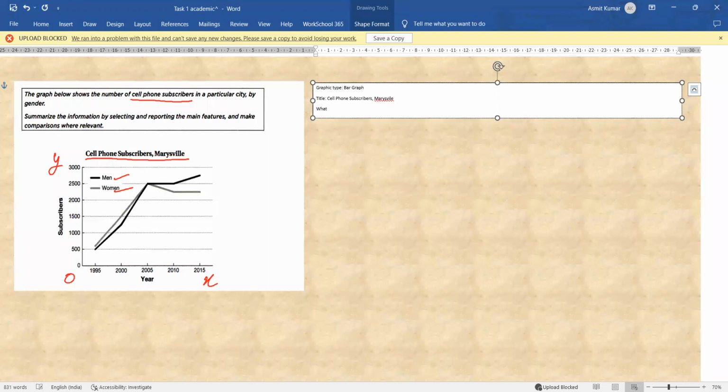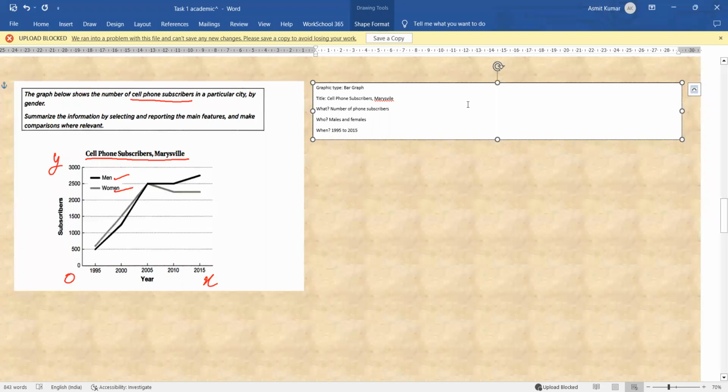Now ask yourself, what is it? It is just showing the number of mobile phone, or directly phone, subscribers. Then who are the subscribers? Directly we can say males and females, means men and women. Then when? Ask yourself when. So the time period is 1995 to 2015. It is quite clear.